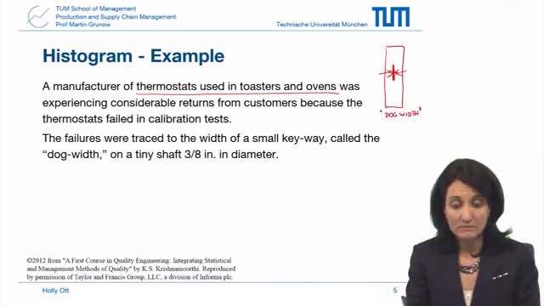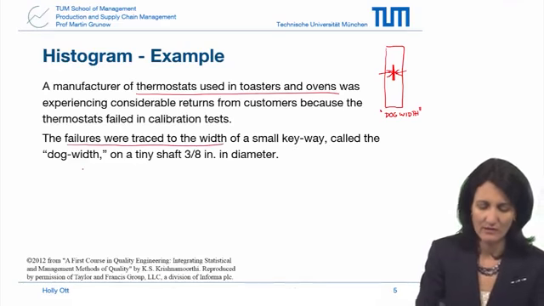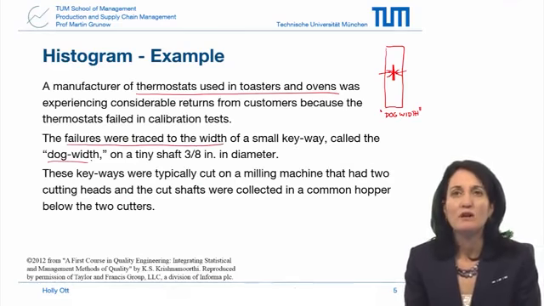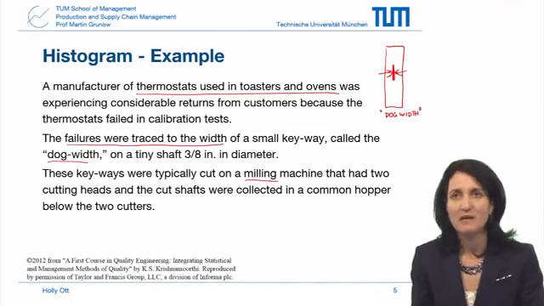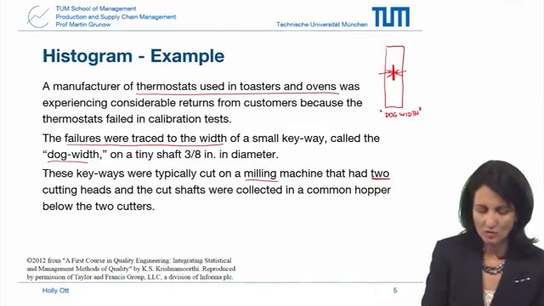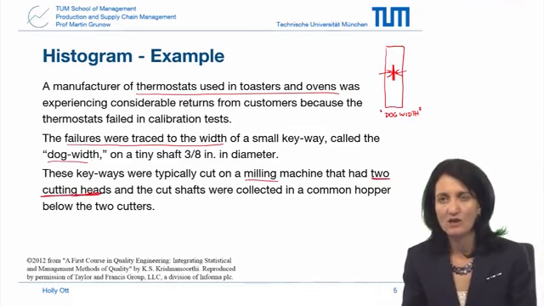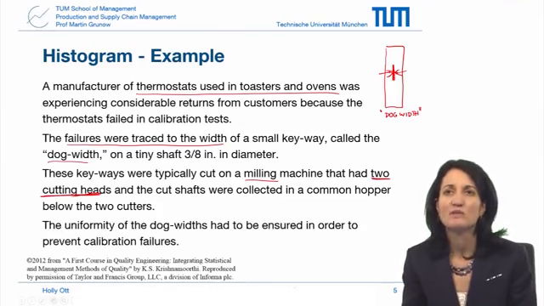And we understand from our experts that the failures were traced to the width of the dog. We also learned that these keyways were typically cut on a milling machine, and this milling machine had 2 cutting heads. They were then collected in a common hopper below the 2 cutters. We also learned that the uniformity of the dog widths has to be ensured in order to prevent calibration failures.